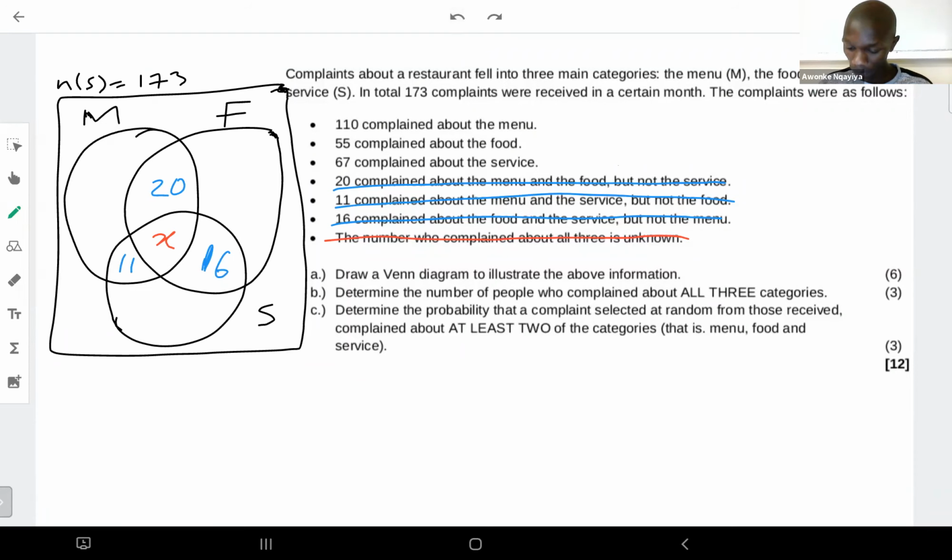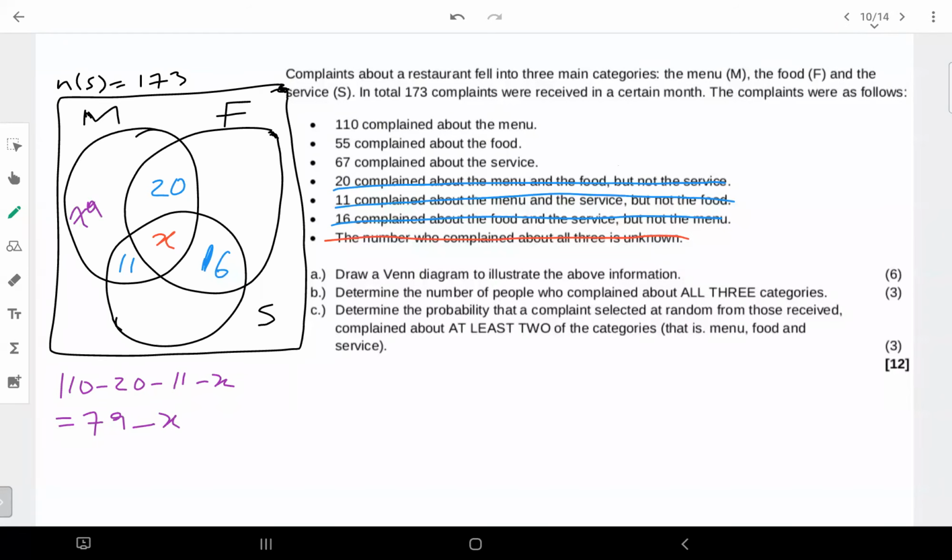Let me use a strong one. So we say 110 minus 20 minus 11 minus x is equal to, what do you get? 79 minus x. So we place the 79 minus x there, 79 minus x. And then we move along.